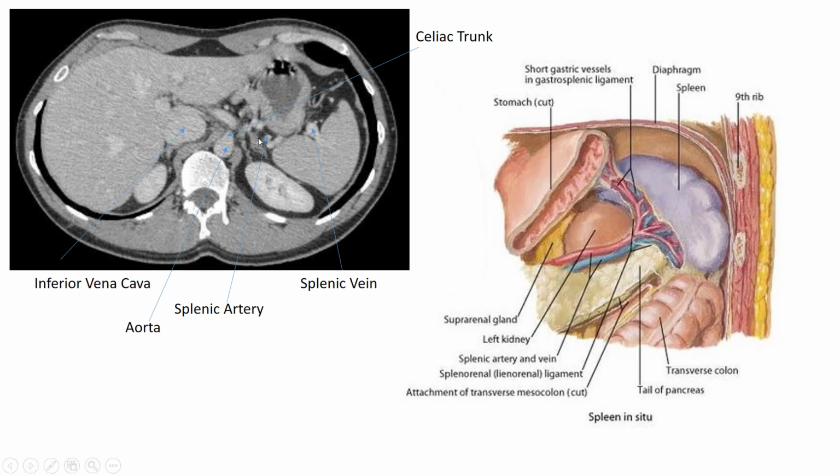On this image here on the left, you can see the spleen here on the left of the patient and the liver on the right. This is the vertebral body, and you can see the aorta and the celiac trunk coming off of the aorta. We see just a little piece of the splenic artery and a bit of the splenic vein here as well.